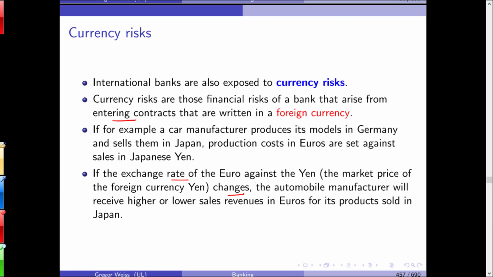Yeah? Maybe invest in future contracts. You can. That's very sophisticated. You can do financial hedging. You can use financial derivatives like a future on the exchange rate to hedge your exposure. That's one possibility. But if you think of car manufacturers, what do they usually do?